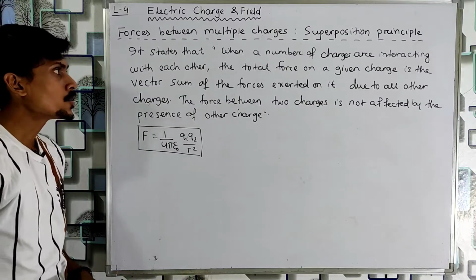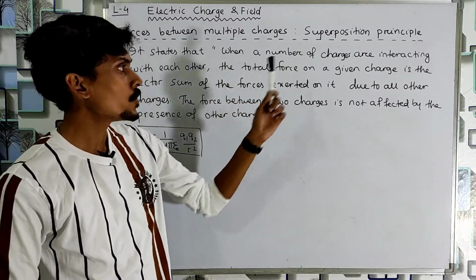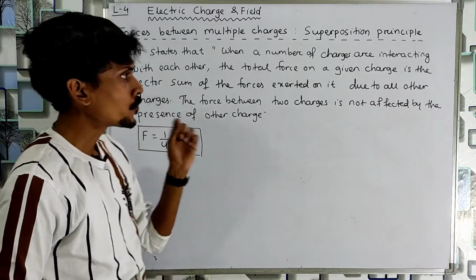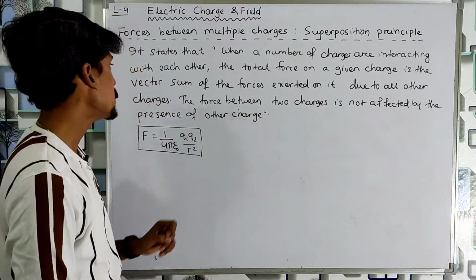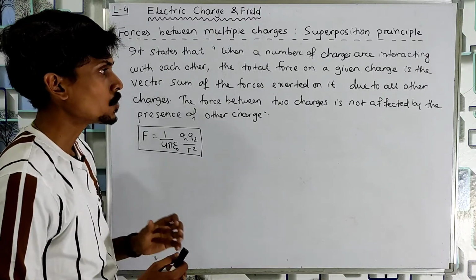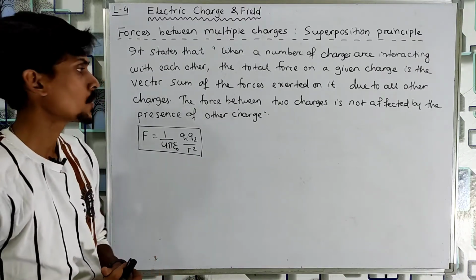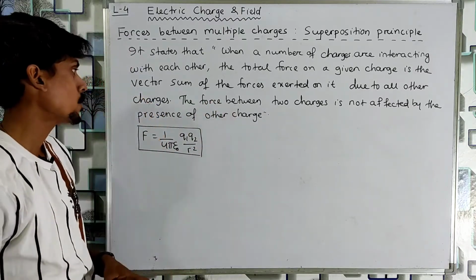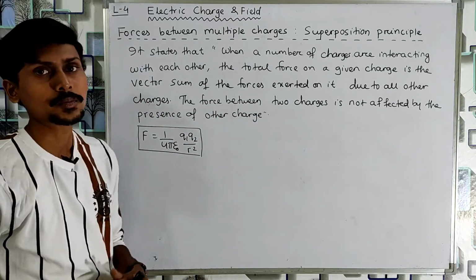This principle states that when a number of charges are interacting with each other, the total force on a given charge is the vector sum of the forces exerted on it due to all other charges. And the force between two charges is not affected by the presence of other charges.